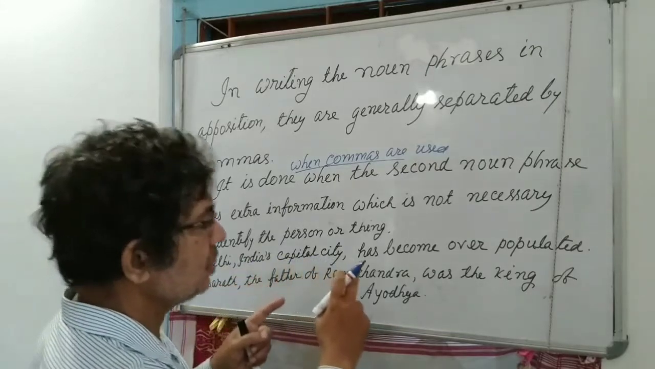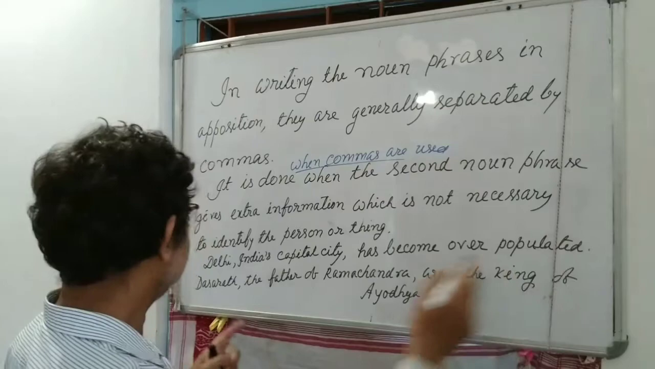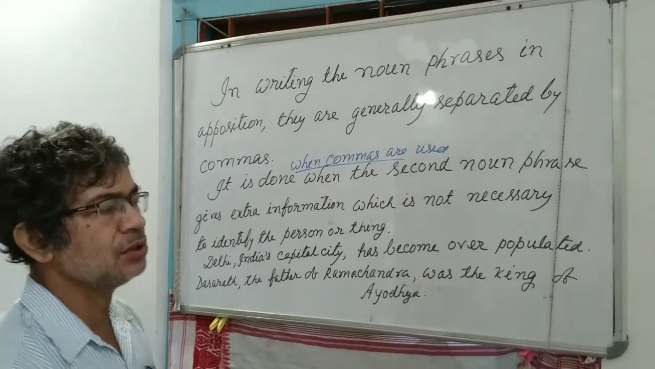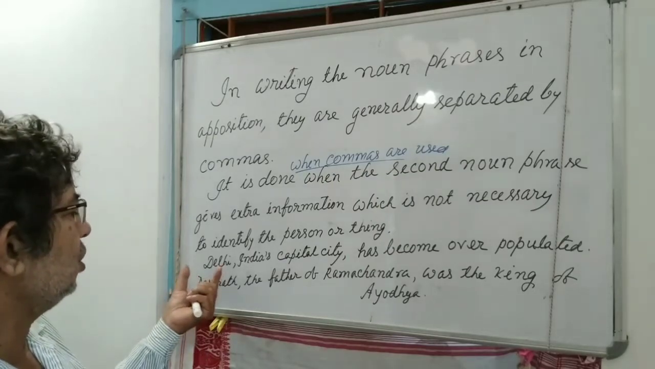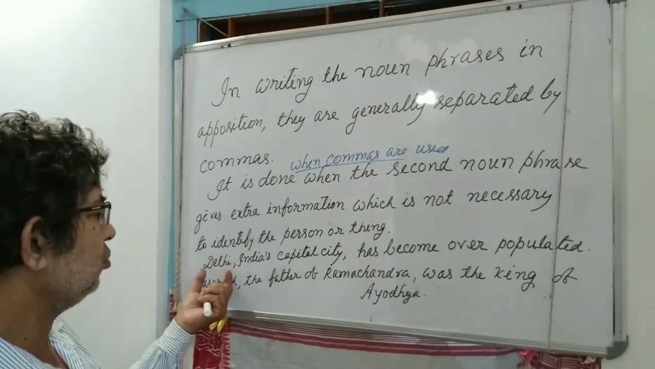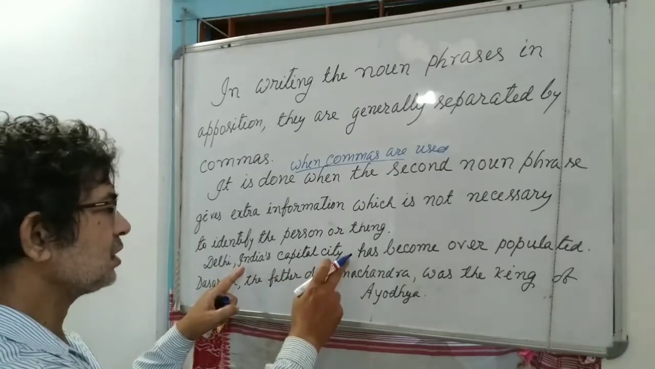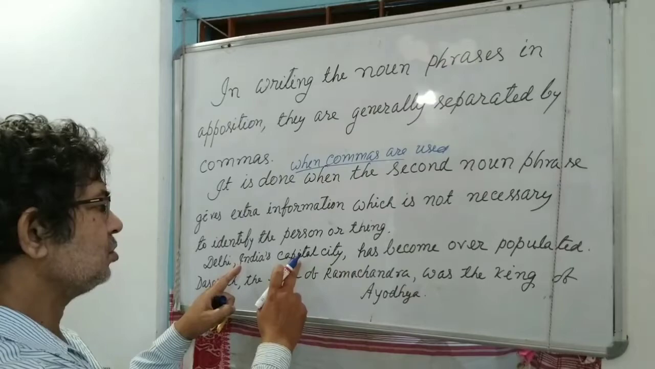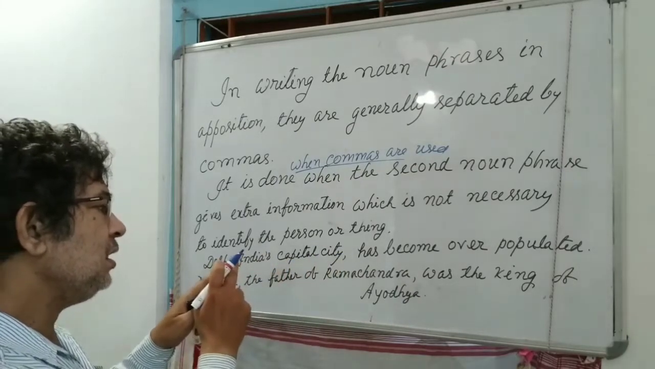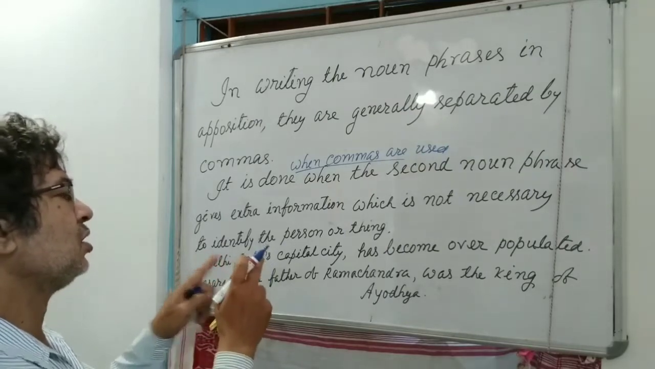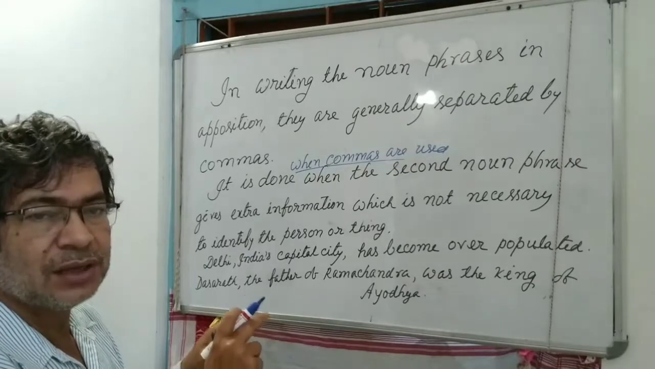Delhi, India's capital city, has become overpopulated. Now we can add here: Dasarath, the father of Ramachandra, was the king of Ajodhya. Here, what happens to Delhi? After Delhi, we use the noun in apposition, India's capital city. This is no doubt additional information, extra information, but this information is not necessary to identify what Delhi is, what place Delhi is.